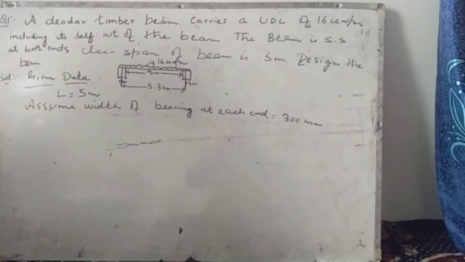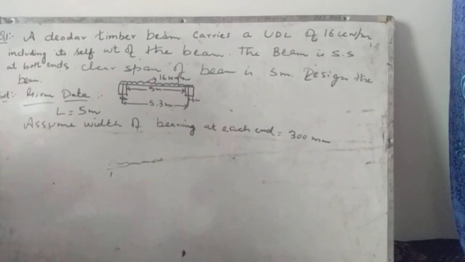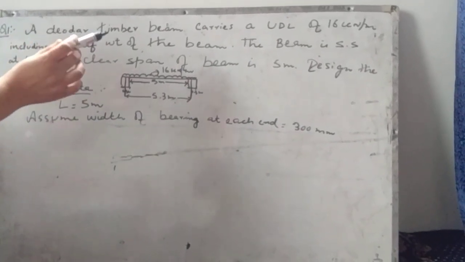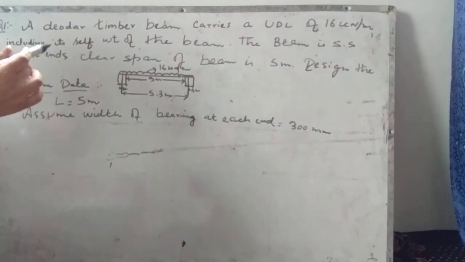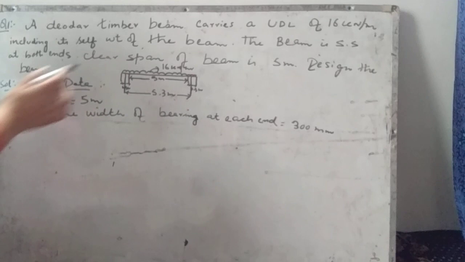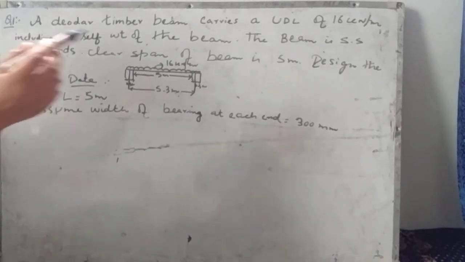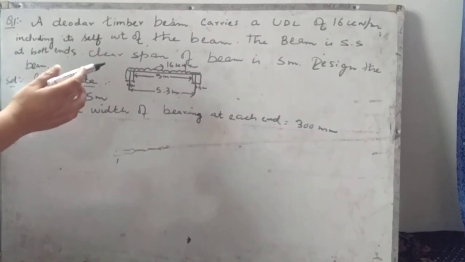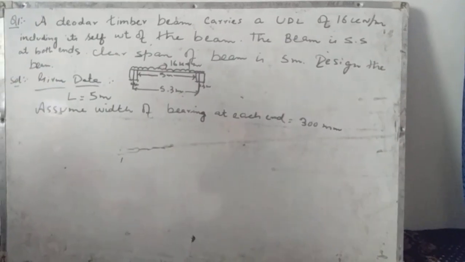So continuing with the design of timber structures, today's lecture will be on the design of a timber beam. The given numerical is: the timber beam carries a uniformly distributed load of 16 kilonewton per meter. This is the uniformly distributed load, including its self-weight of the beam. The beam is simply supported at both the ends and the clear span of the beam is given, that is 5.5 meter. So we have to design the beam.